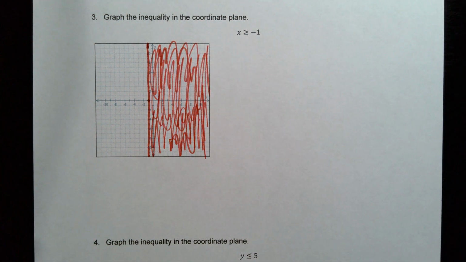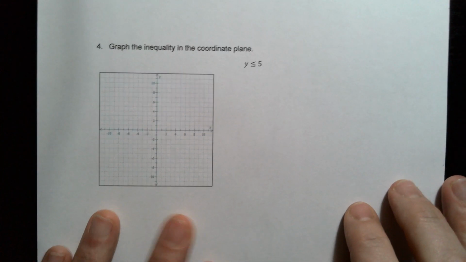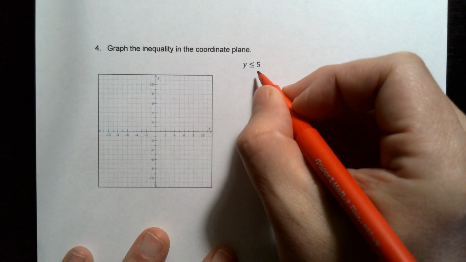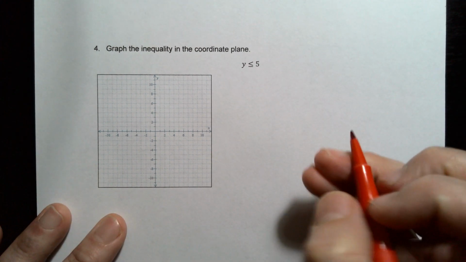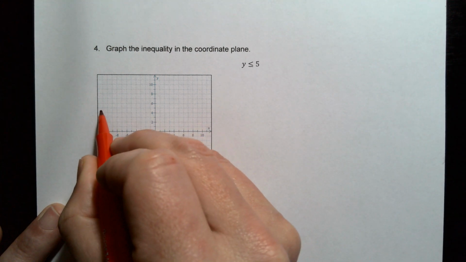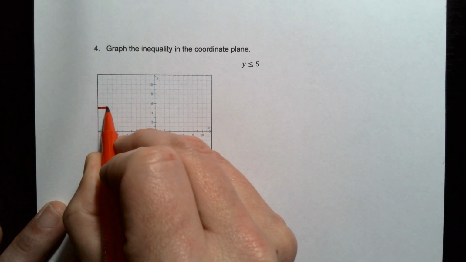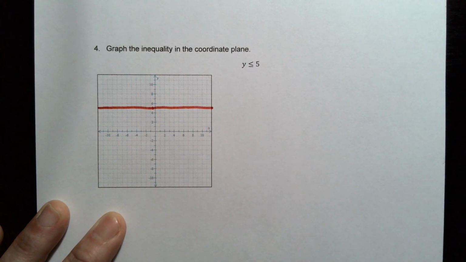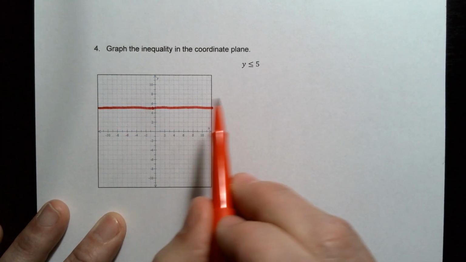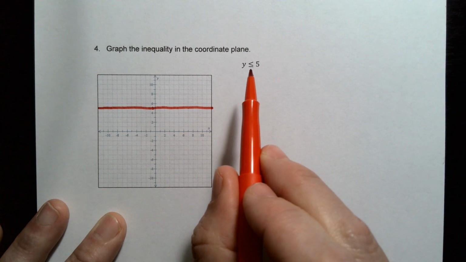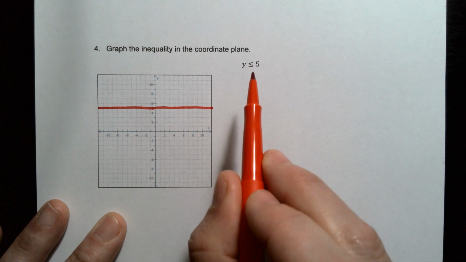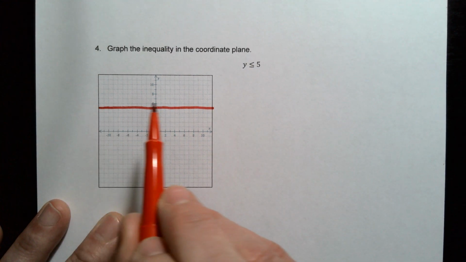Okay, let's look at this last one. We have y is less than or equal to 5. So I go to 5 on the y-axis and I put a solid line right there, whatever that number is where we put the line. The reason it's a solid line instead of a dotted line is because there's a line underneath. It's y is less than or equal to 5. So we're including the 5.